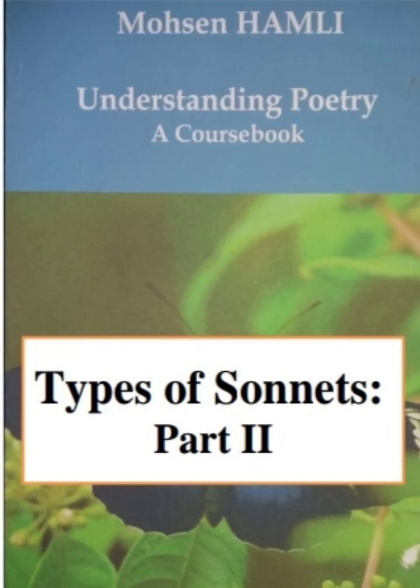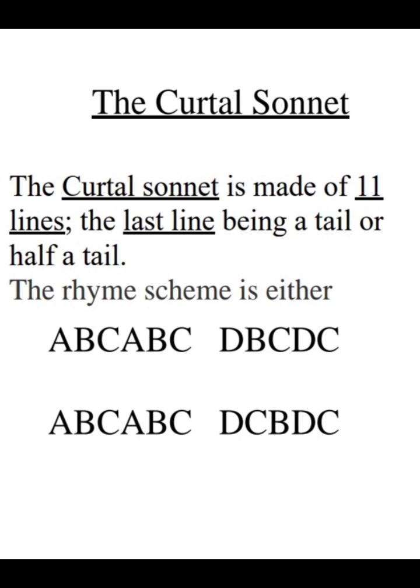We've seen the 4 standard English sonnets in part 1. Let's see here the non-standard forms of sonnets. And they are 6. They are non-standard because they deviate from the 4 recognized forms of sonnets we've seen. The first non-standard sonnet is the curtal sonnet.